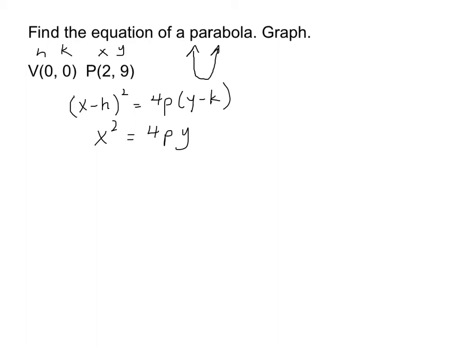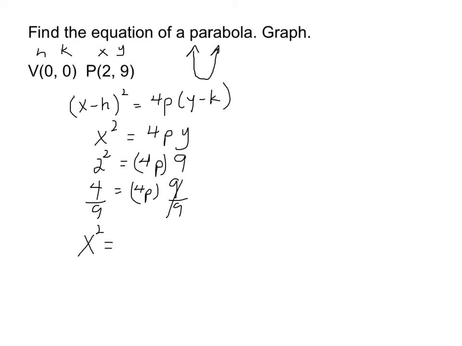So I'm going to put in 2 for x, squared, and y is 9. So I have 4 equals 4p times 9. I'm going to keep that together, divide by 9, and 4p is going to be equal to 4/9. So if I rewrite this, I have x squared is equal to 4/9 y.